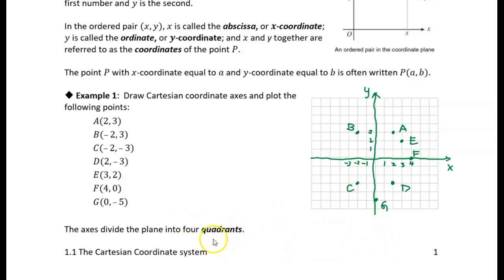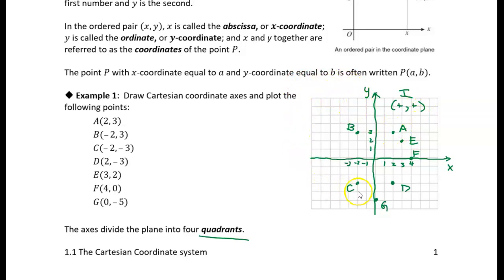Now, one other thing you need to know about the Cartesian coordinate system is it's divided into quadrants. You can see we have 4 parts. The axes divide the plane into 4 parts, and these parts have names. So this is quadrant 1. We start with quadrant 1. It's the quadrant where all of the x and the y coordinates are positive.